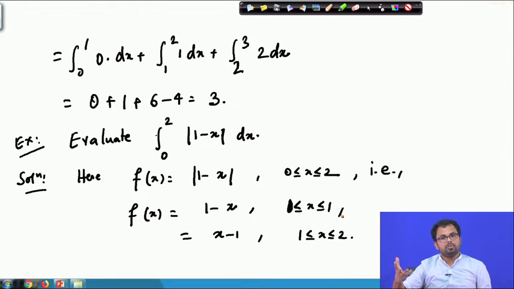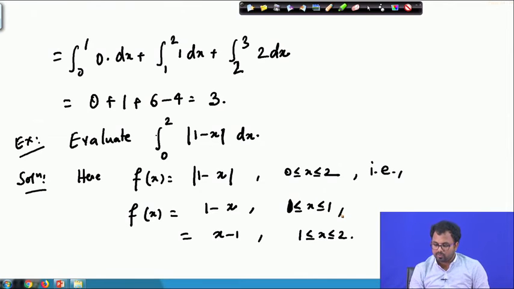because your mod function is sort of like a positive function, and if our x is between 0 and 1, then in that case this mod function will remain as 1 minus x, and if our x is between 1 and 2, then mod of 1 minus x will be written as x minus 1, just to keep the value positive, or absolute in a way.